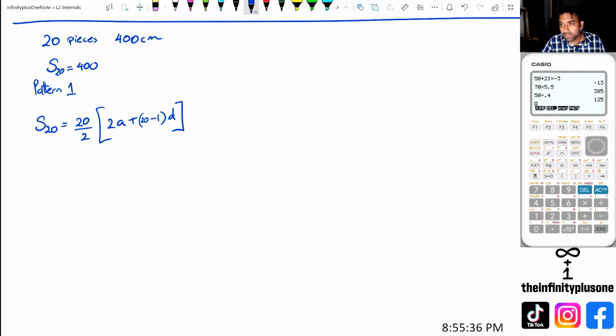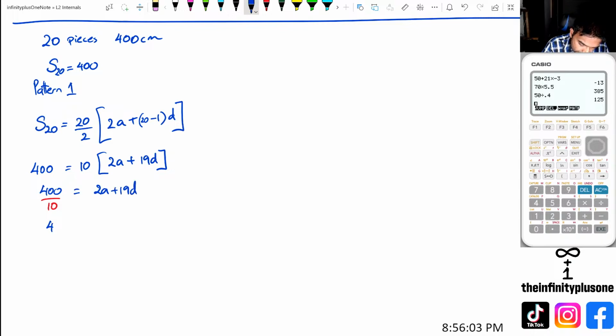But we don't know what the A value is, nor do we know what the D value is. So here's what we're going to do. We've got S of 20 equals 400, so 400 is equal to 10 brackets 2 times A plus 19D. We're going to get rid of the 10 to the other side, so we get 400 divided by 10 equals 2A plus 19D. So we've got 40 equals 2A plus 19D.